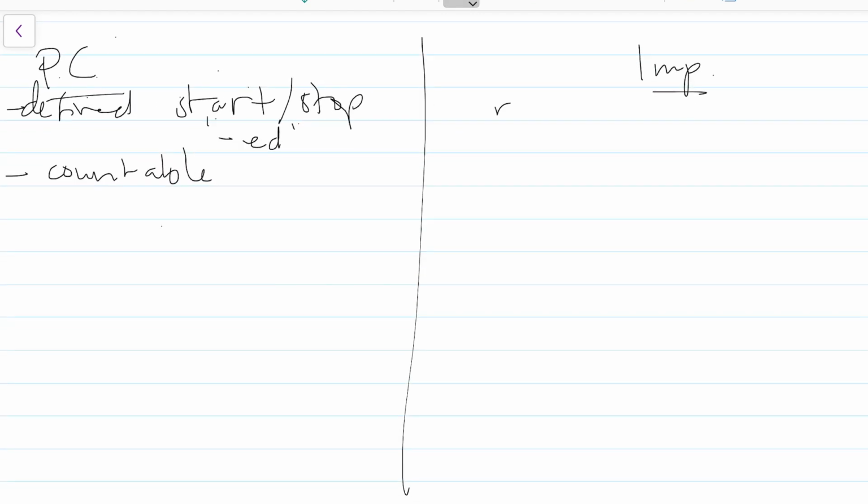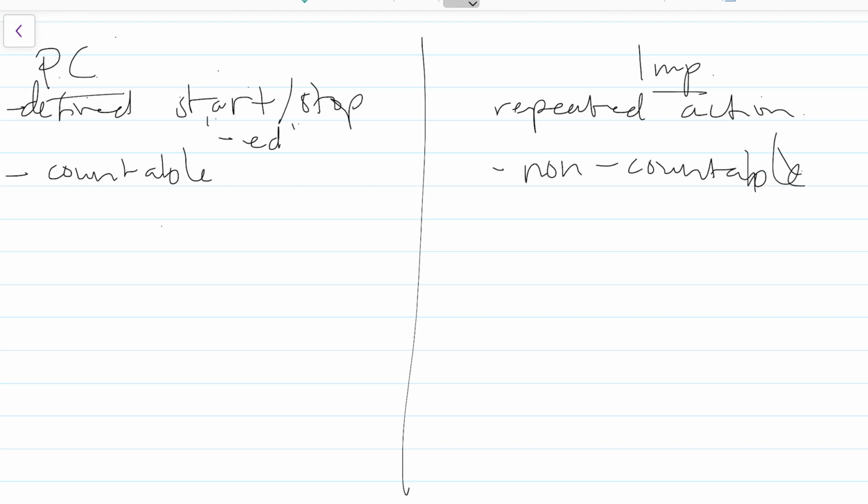Whereas the imparfait can oftentimes be a repeated or habitual action, or it's been done so many times that you can't count it anymore. Like, oh yeah, when I was young, I went to New York every summer. That "every summer" leads you to understand that it was repeated. It doesn't count how many summers in that sentence right there. So that would be something that's non-countable.